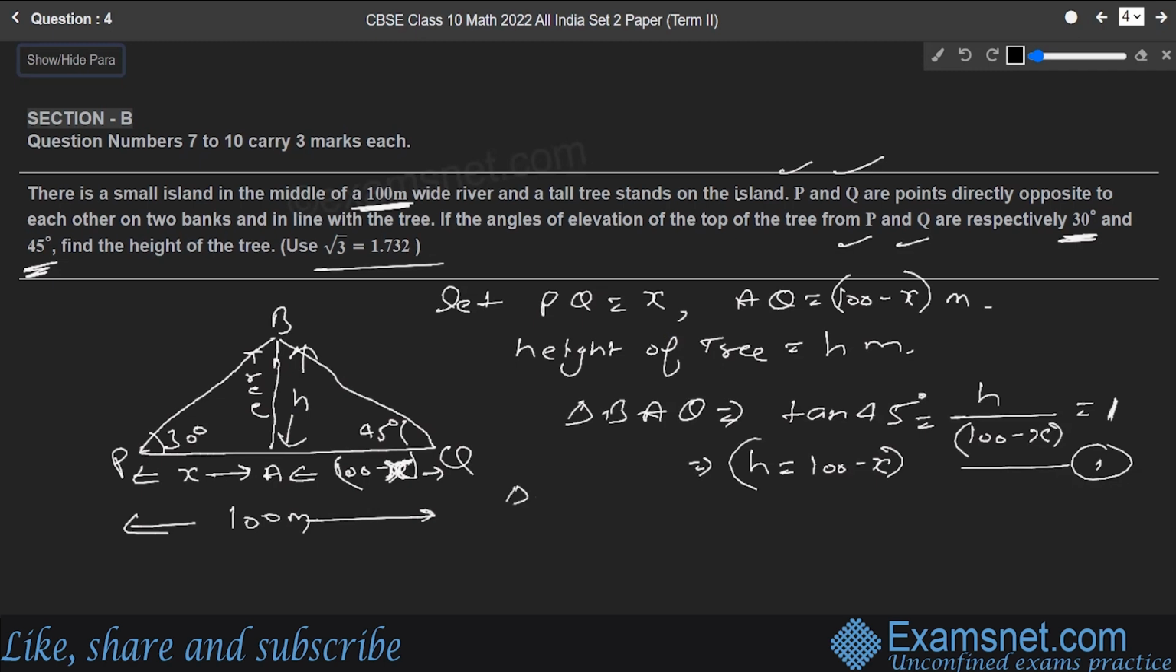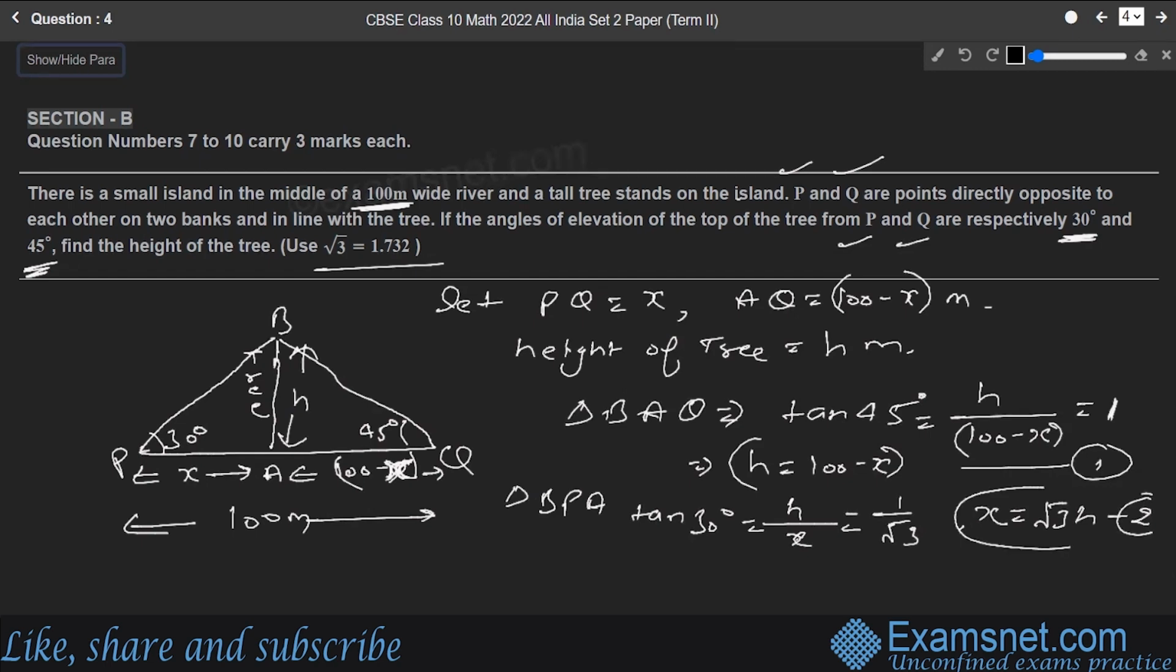Then let us use the other triangle, that is triangle BPA. If we use triangle BPA, what is going to happen? Tan 30 is equal to perpendicular upon base again, that is h over the base value x. Tan 30 value is 1 upon root 3. So we can say that the x value is root 3 h, and that is going to be equation number 2. So x equal to root 3 h is one equation, and h equal to 100 minus x is equation number 1. If we use equations 1 and 2 together, we can put the value of x as root 3 h in equation number 1. If we do that, what are we going to get?